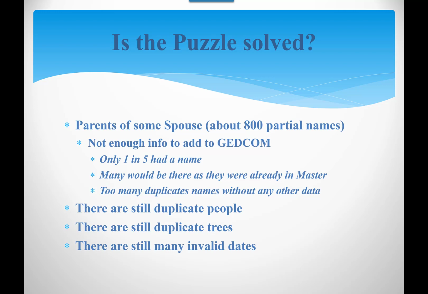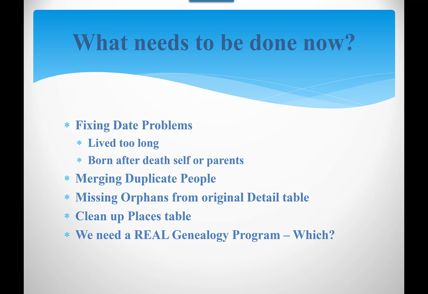Is the puzzle solved? Ready to try the conversion, but I know that there's a bunch of partial names, not enough. There's still duplicate people. There's still duplicate trees. Boy, I hope there's a good genealogy program out there. I had to fix it. The Access data was as clean as I could make it, but I needed to do much more. This program needed to help with these last cleanup problems.